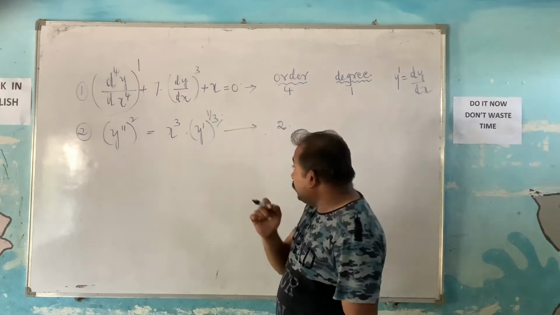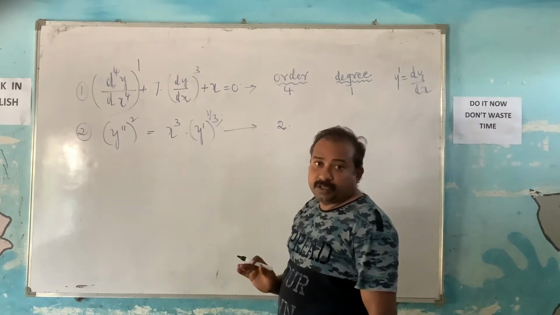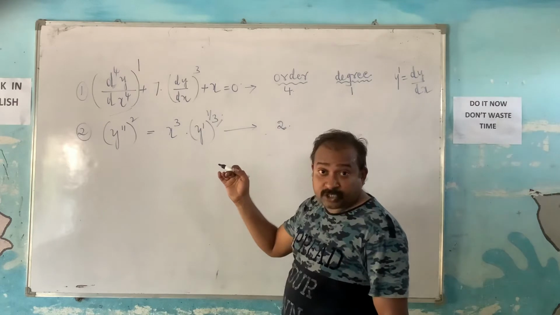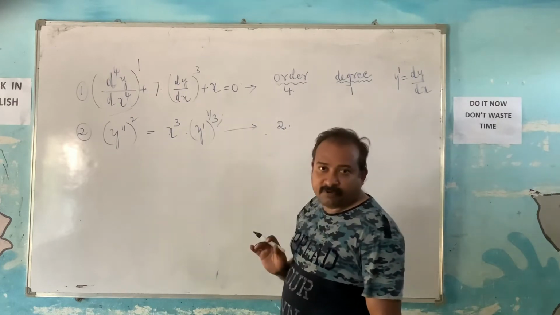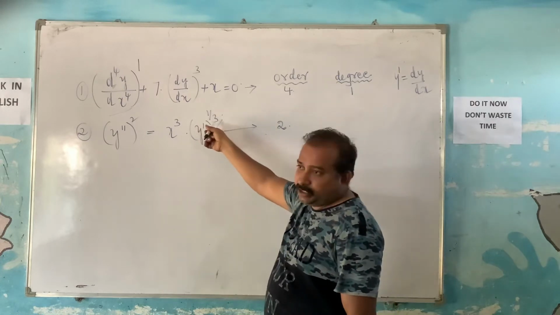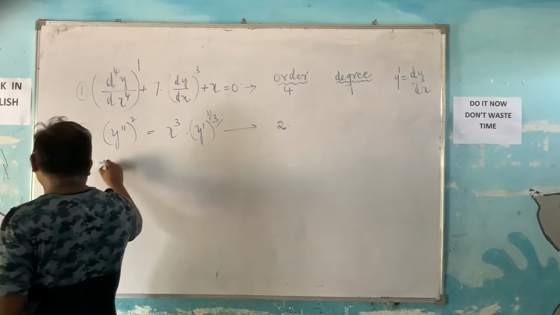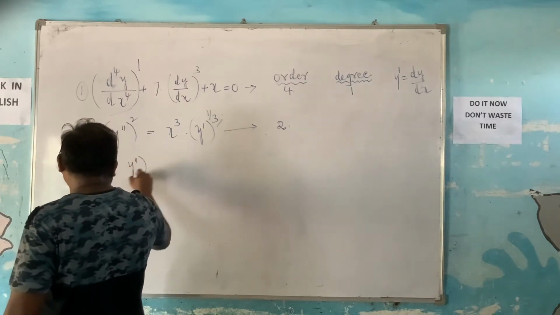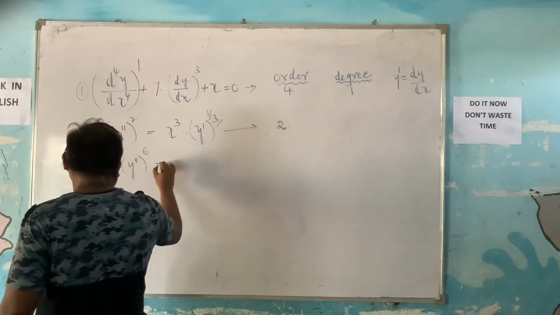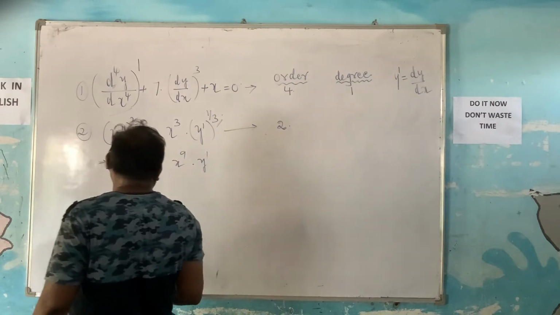So if possible, the first step is to remove that fractional power. We have to make the differential equation free from fractional powers, which means we have to remove that fractional power. So 1 by 3 is there. Cubing on both sides, I get (y double dash) whole power 6 equal to x power 9 into (y dash).